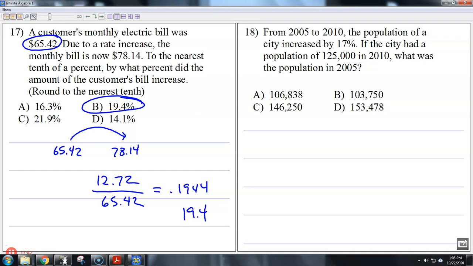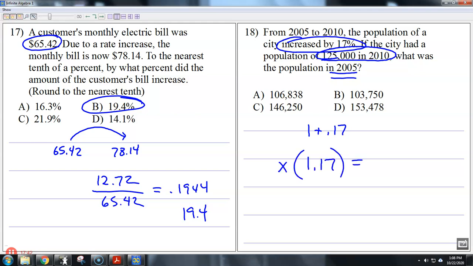Number 18, 2005 to 2010, the population increased by 17%. So increase is going to be that. If the city had, but now I got to see, it had this many in 2010. They want to know 2005. So I don't know the before number. The before number increased, and now I know we're here. So I need to divide those two numbers.